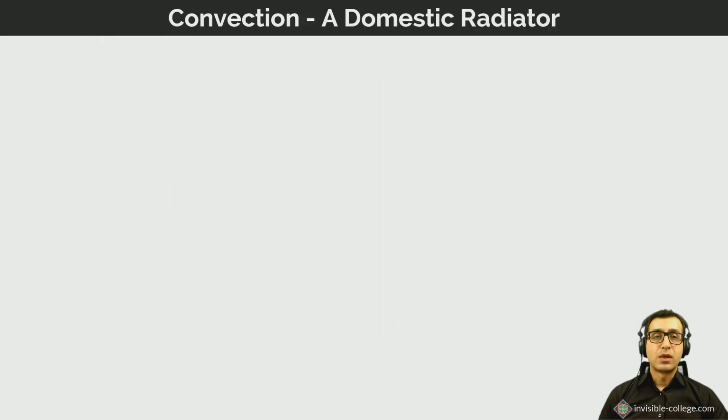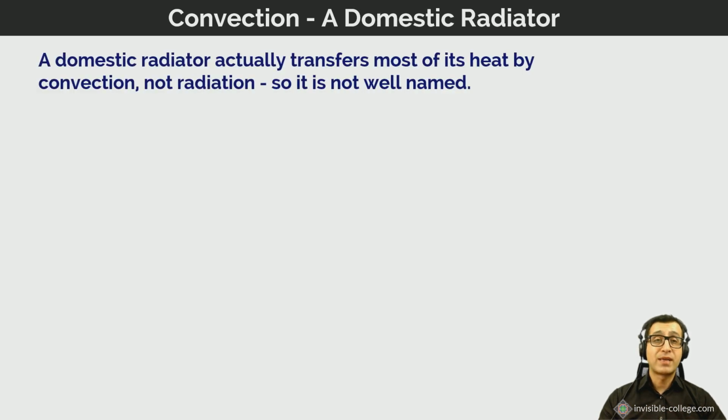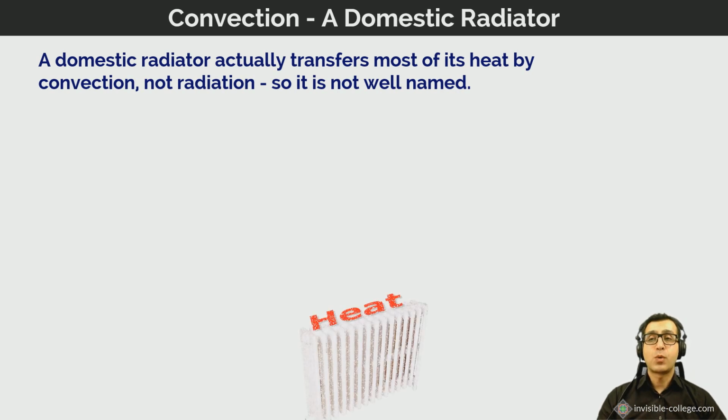Okay, so domestic radiators actually transfer most of their heat by convection, not by radiation. So it's actually a misnomer to call it a radiator. It's actually more of a convection heater. So what we have here is a domestic radiator board. It's giving off heat energy.